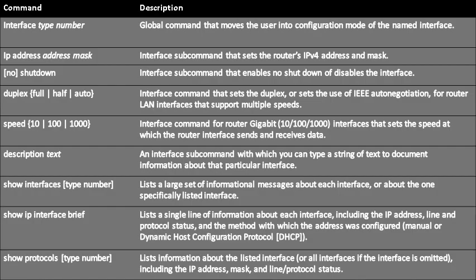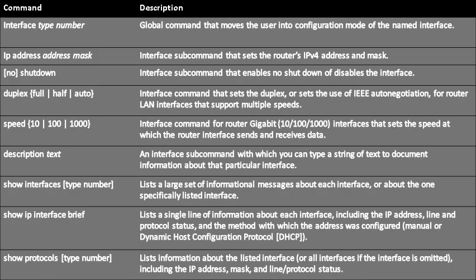Description text is an interface subcommand with which you can type a string of text to document information about a particular interface. Show interfaces type number lists a large set of informational messages about each interface or about one specifically listed interface.